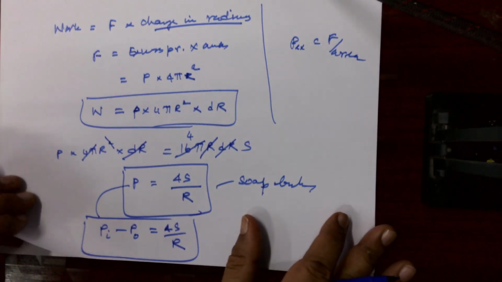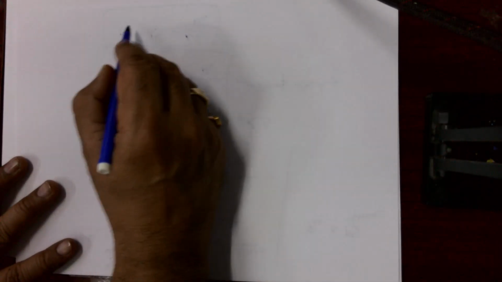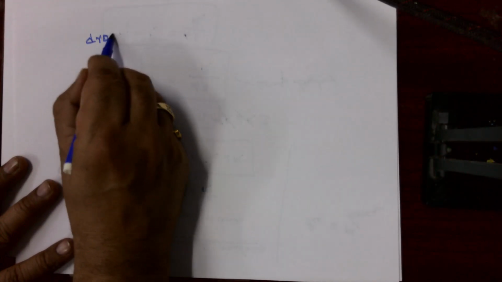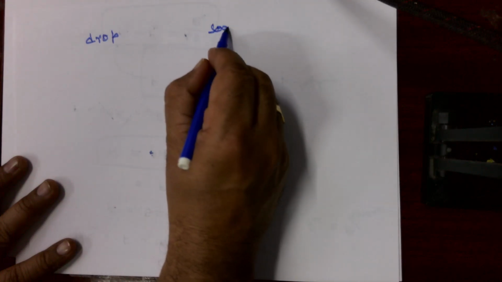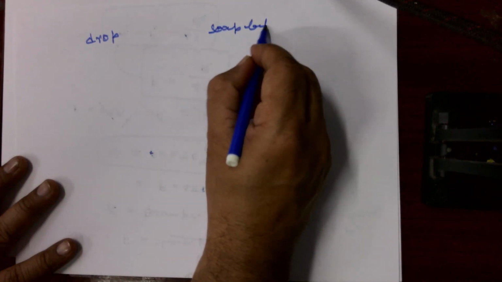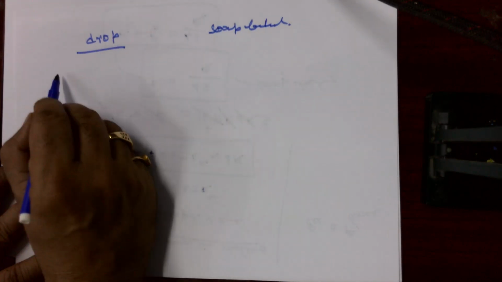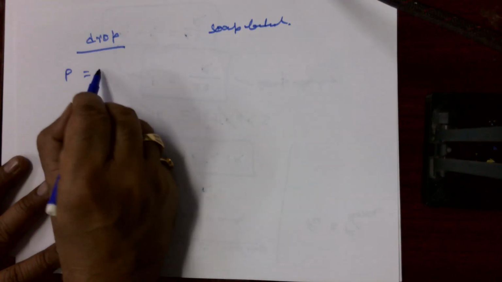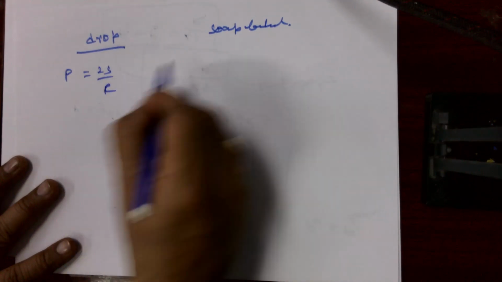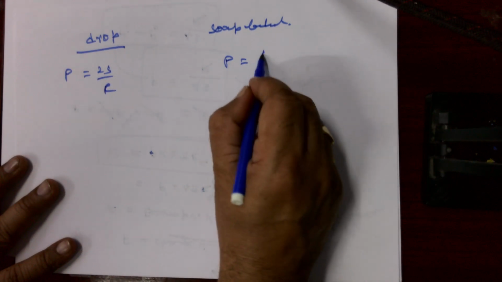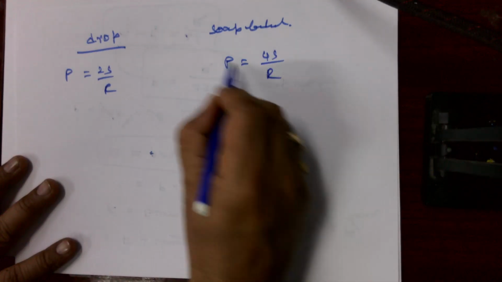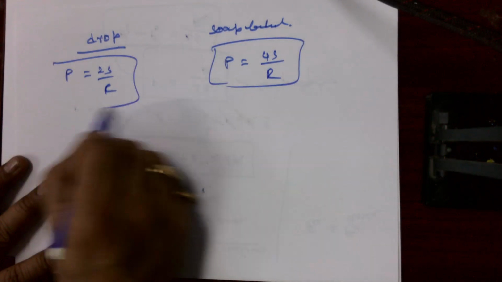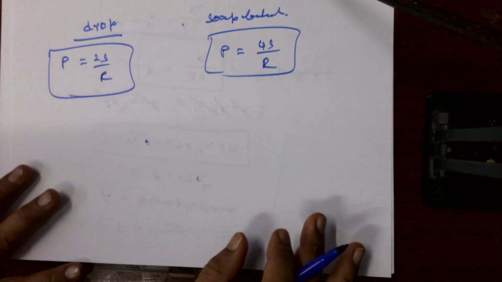So let me sum up. We have two types of excess pressure. One is the normal liquid drop, another is the soap bubble. So what is P for the normal drop? 2S by R. What about the soap bubble? P is equal to 4S by R. So don't forget this.